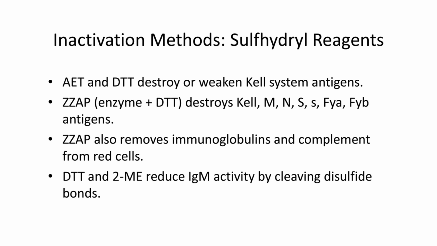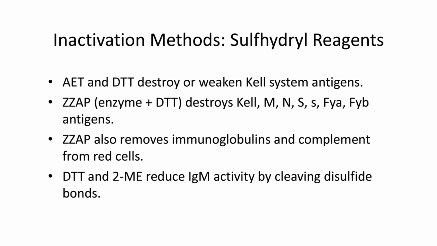A combination reagent known as ZZAP, which includes an enzyme and DTT, is capable of destroying KEL antigens as well as other antigens that are sensitive to enzymatic treatment, such as M, N, S, Fya, and Fyb. ZZAP can also remove immunoglobulins and complement from red blood cells, making it useful for enhancing adsorption procedures. Additionally, DTT and 2-mercaptoethanol, 2-ME, can be used to destroy or reduce the activity of immunoglobulin M, IgM antibodies by cleaving disulfide bonds.